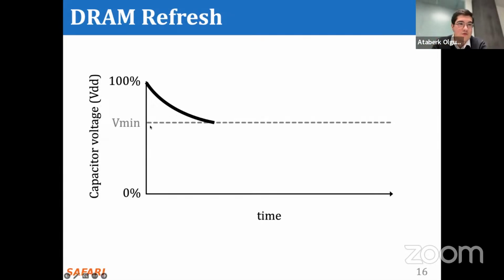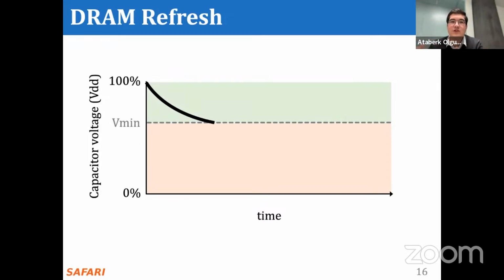And there is a threshold Vmin under which we can no longer guarantee that we will correctly read back the data that we wrote to this DRAM cell. And as long as the cell's voltage remains above this line, we consider this a retention success, no failures. However, as soon as the voltage drops below Vmin, we consider this a retention failure, or there will be errors.